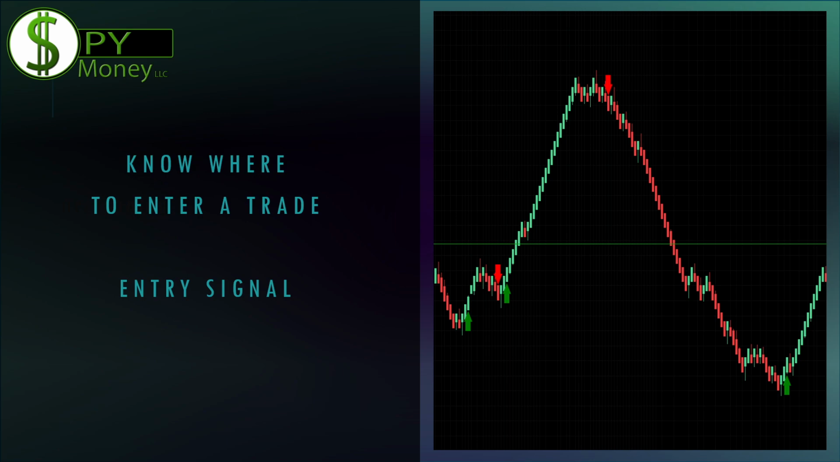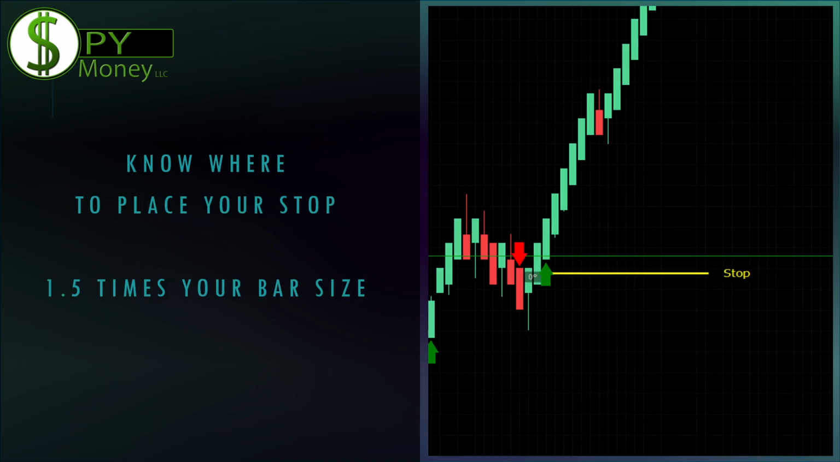You have to know where to enter a trade. Every signal that shows up on your chart is not an entry. You have to know where to take profit, and you have to know the trend. You have to know, should I be taking this short or taking that long on your entry indicator? And then you have to know where to put your stop.